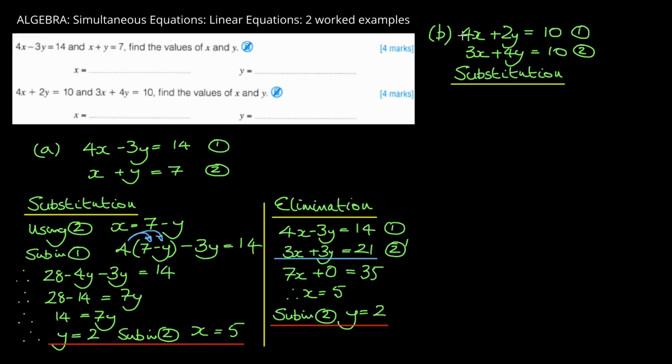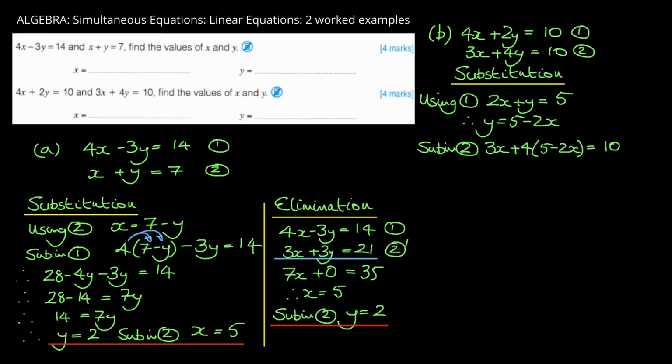Okay, we've got to get y or x on its own. Well, the simplest way without involving fractions is to probably generate y on its own by dividing through by 2. I get 2x plus y is equal to 5. And therefore, y is equal to 5 minus 2x. So we've got y on its own. We can now pop that into 2.